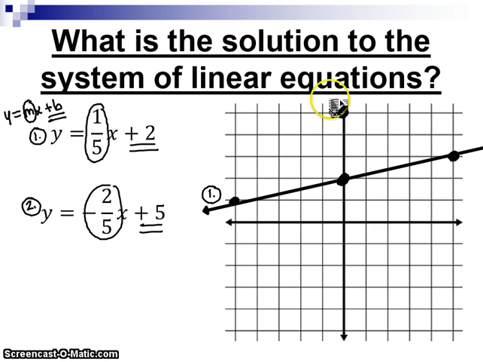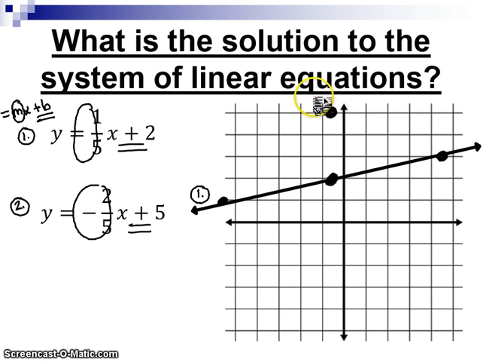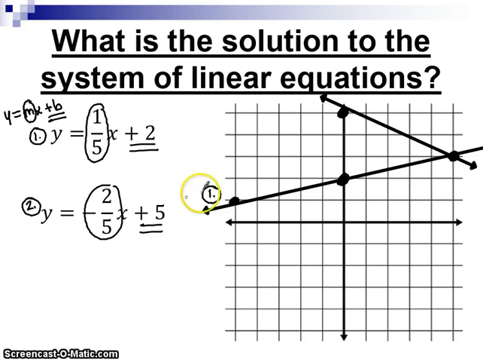So this linear equation is graphed like this. And we can see that they're intersecting lines. That means there's only one solution. And that solution is the point where they cross. So this point right here, where both the linear equations touch, that's our solution.